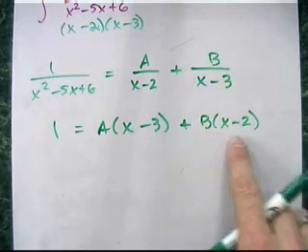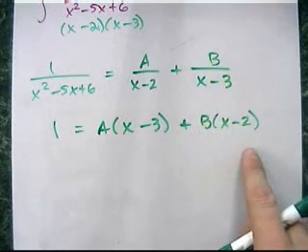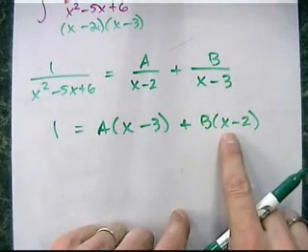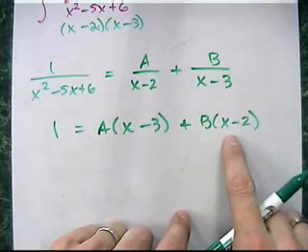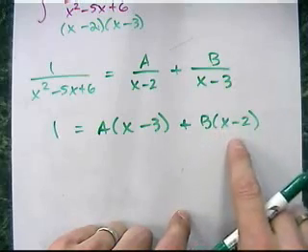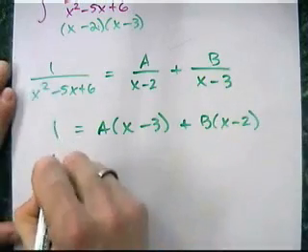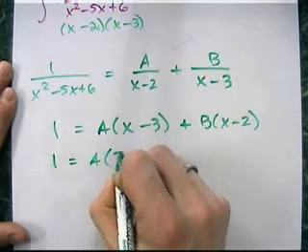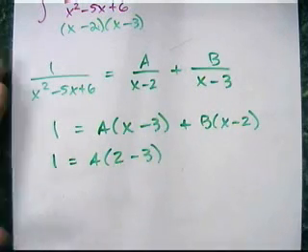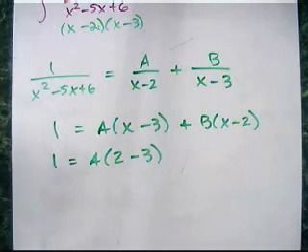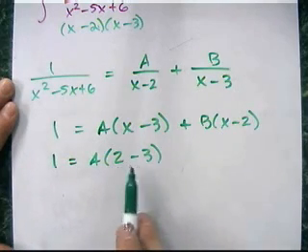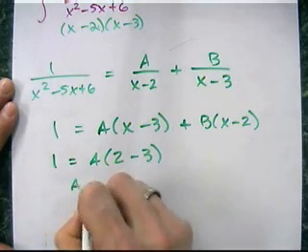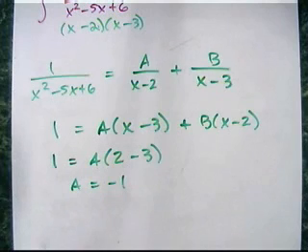Let's say you wanted this term right here to go away. What would you plug in for x? 2, right? If you plug in a 2 for x, that makes this part right here 0, and that whole thing goes away. So now I'm left with 1 equals a times 2 minus 3, and then I can solve for a. I get negative 1 here, so 1 equals negative a, so a equals negative 1. Okay, so we solved for a.